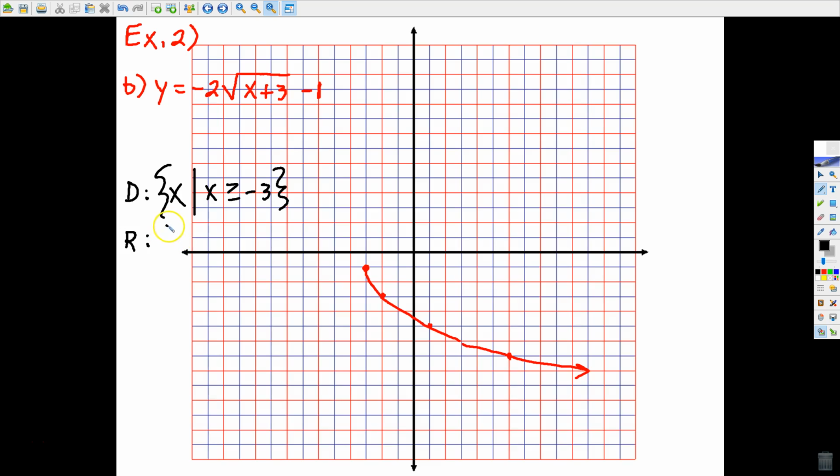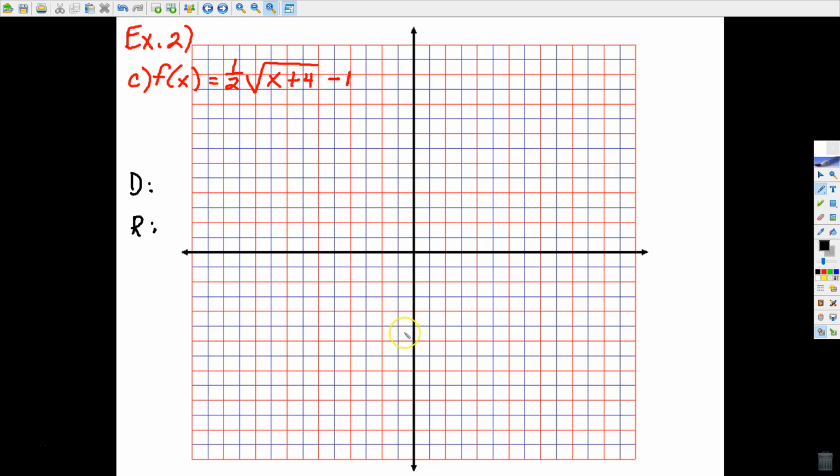So now let's do the range. All y such that the very top of this graph is this point, whose y-coordinate is negative 1. And then it's just going to keep getting lower and lower from there. So this represents the highest point. So it's going to be all y such that y is less than or equal to negative 1. And that completes my answer for example 2b.